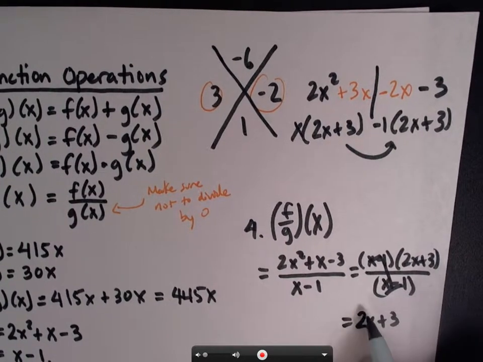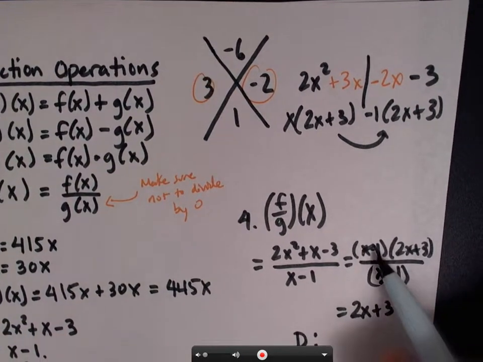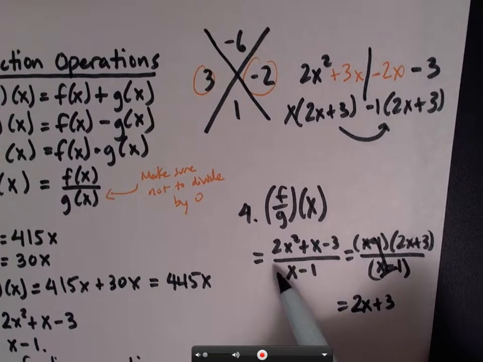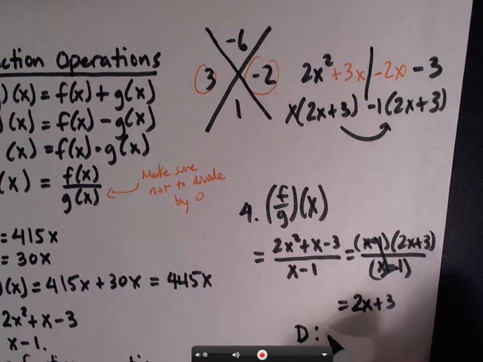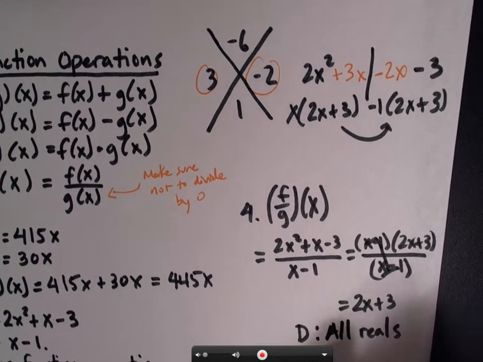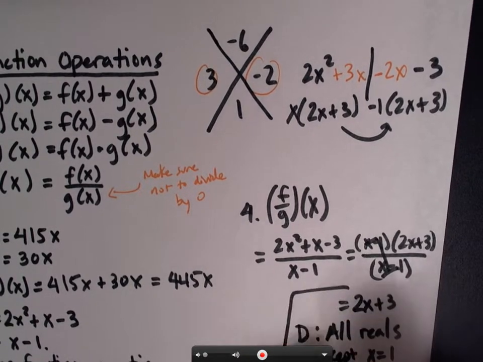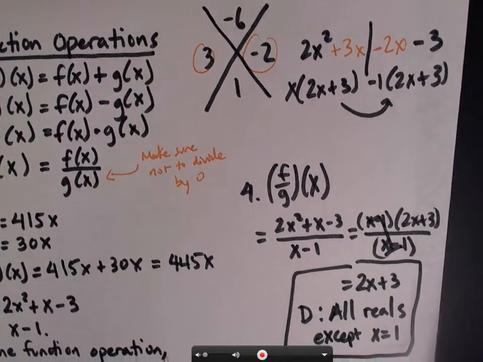All right. As for the domain, we just need to think, every x is okay here, except I could divide by 0. The number 1 would cause me to divide by 0, so our domain is all real numbers except x equals 1. Okay, that will cause me to divide by 0, so it is not in my domain.